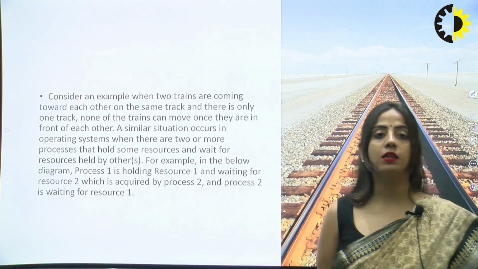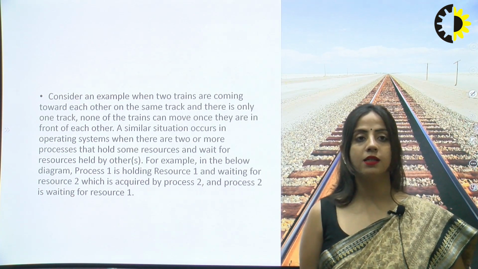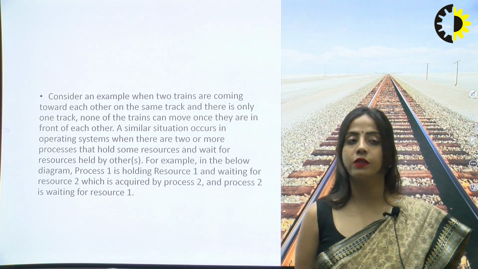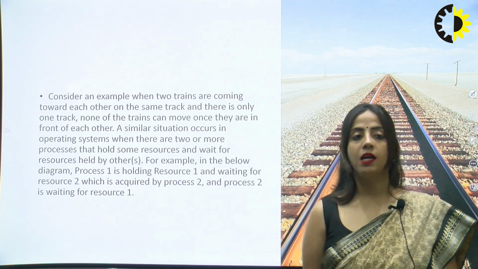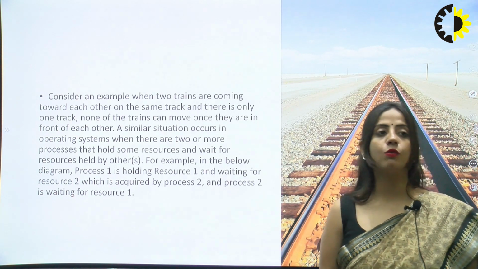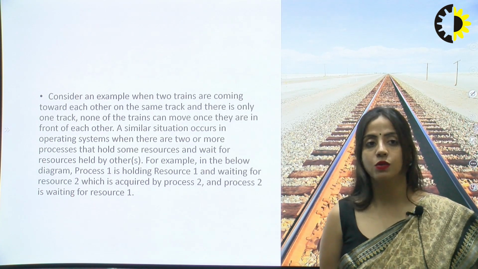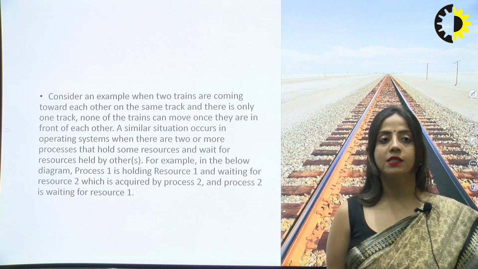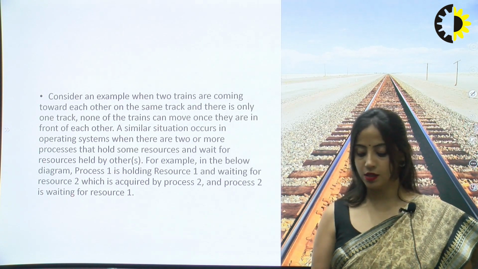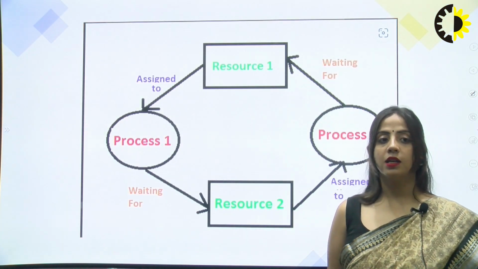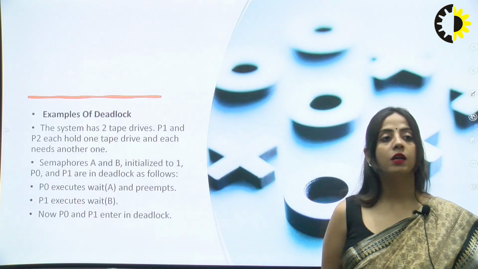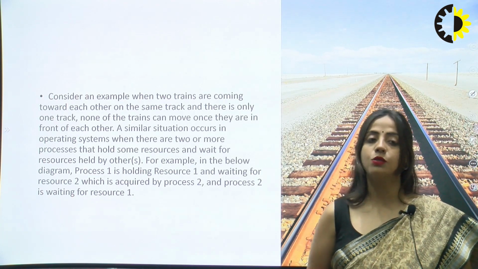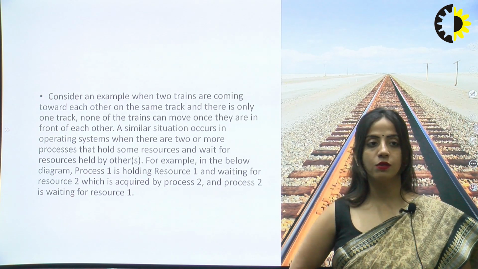Let's understand with the help of this example. Consider an example when two trains are coming toward each other on the same track, and there is only one track. None of the trains can move once they are in front of each other. A similar situation occurs in an operating system when there are two or more processes that hold some resources and wait for resources held by others. For example, in the below diagram, process 1 is holding resource 1 and waiting for resource 2 which is acquired by process 2, and process 2 is waiting for resource 1.